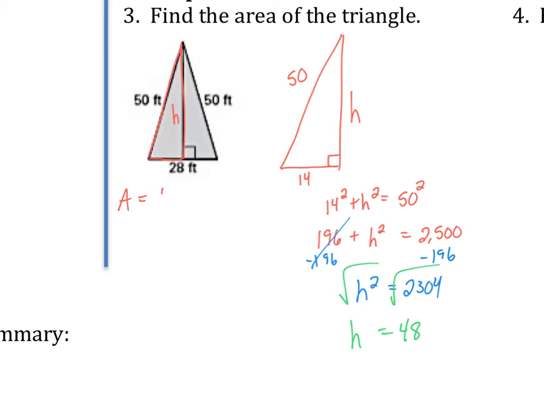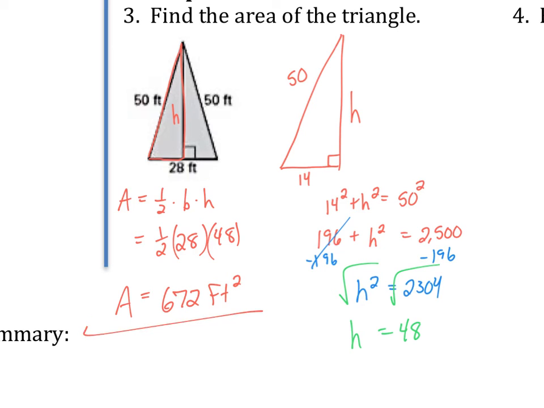And then we'll use our equation. The area of a triangle equals 1/2 times the base times the height. So the area of the triangle is 1/2 times 28 times 48. 1/2 times 28 times 48 is 672. So the area is 672 feet squared. And again, that was like the problem above where we had to find the height with Pythagorean theorem and then find the area of the triangle.